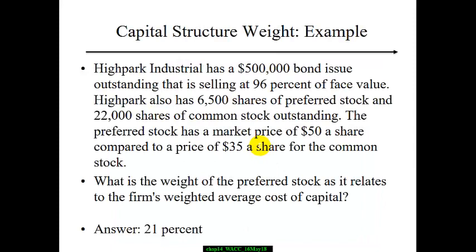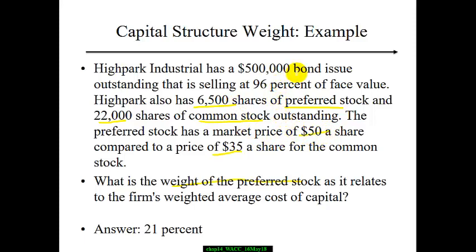Look at this example. How do we find out the weight of preferred stock? So we're going to find out the dollar amount for each type. For common stock, we're going to use 22,000 shares multiplied by $35 per share. For preferred stock, we use 6,500 times $50 per share.